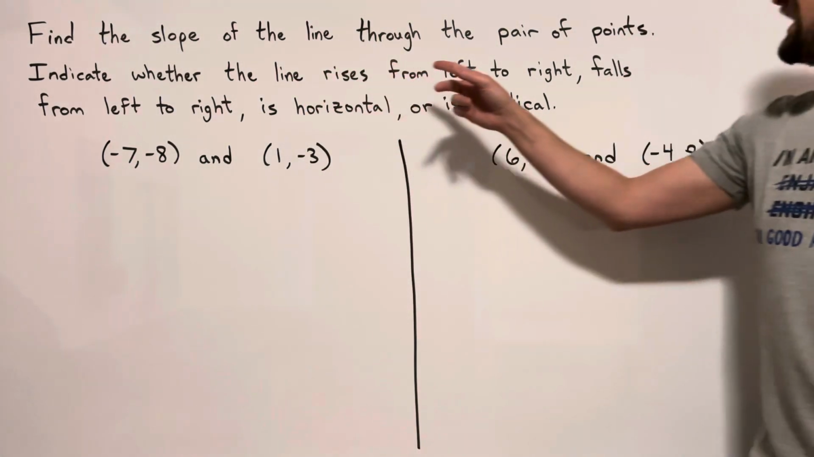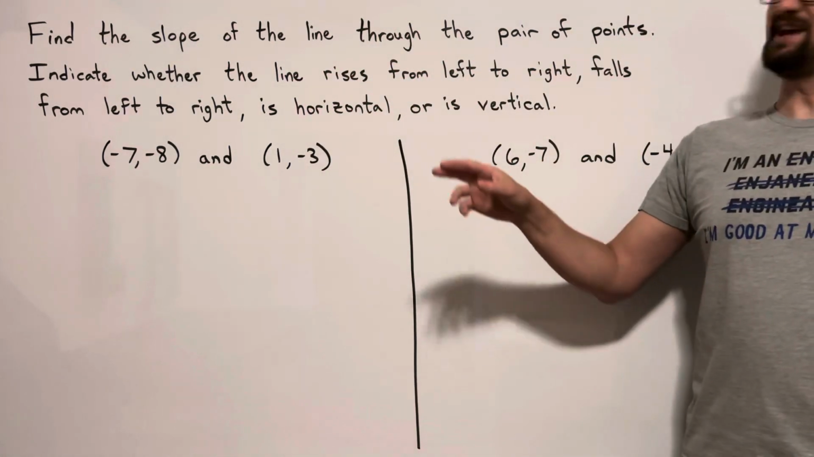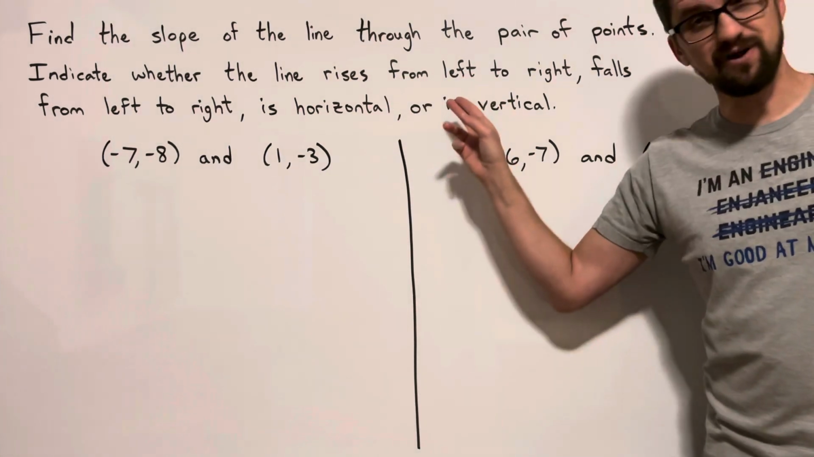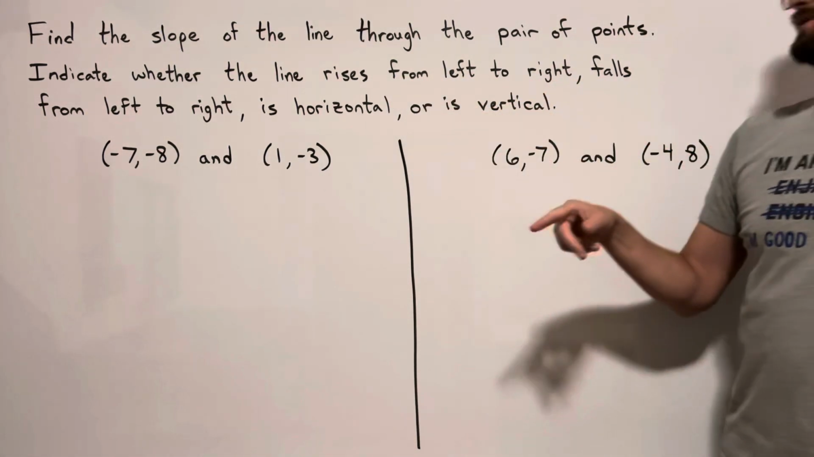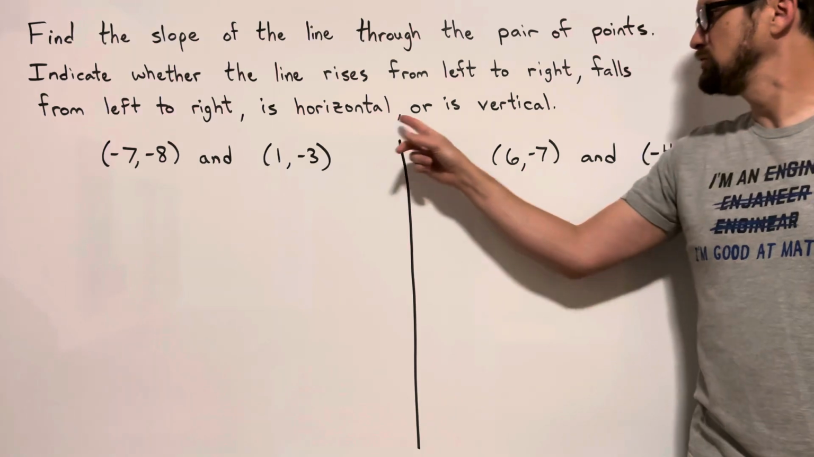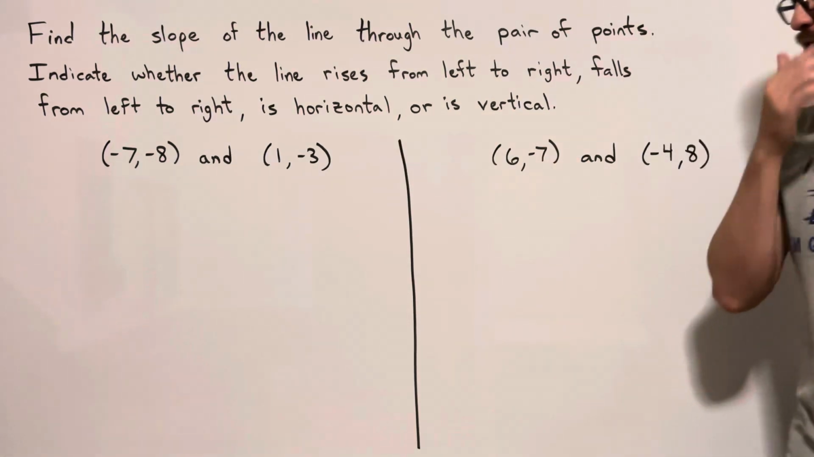Find the slope of the line through the pair of points. Indicate whether the line rises from left to right, falls from left to right, is horizontal, or is vertical.